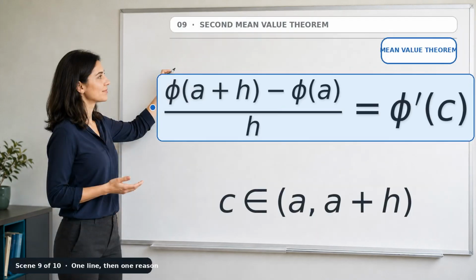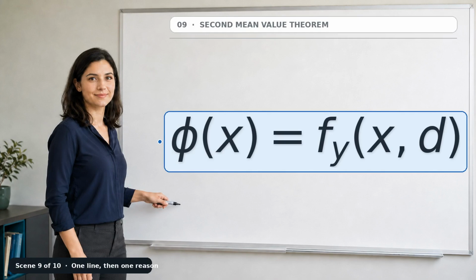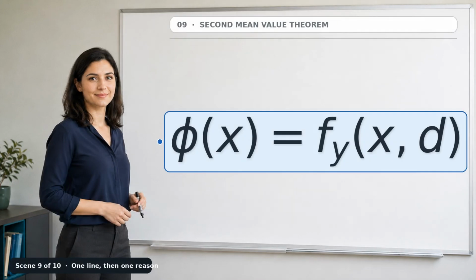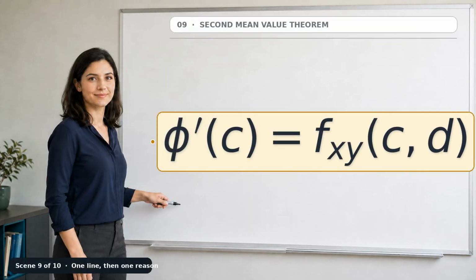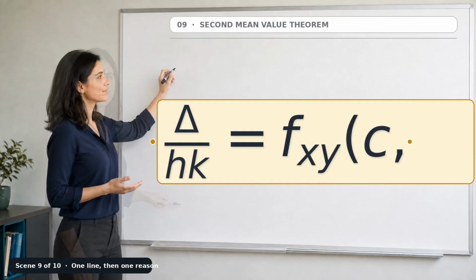Apply the mean value theorem again, now in the x direction. For some c between a and a plus h, that quotient equals phi prime of c. Remember that phi of x is f sub y at x comma d. So, what is phi prime of c? It is the partial derivative with respect to x of f sub y, evaluated at c comma d. In our notation, that is f sub x y at c comma d. Therefore, delta divided by h times k equals f sub x y at c comma d.